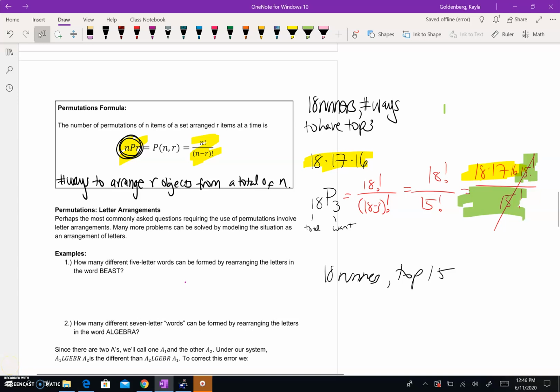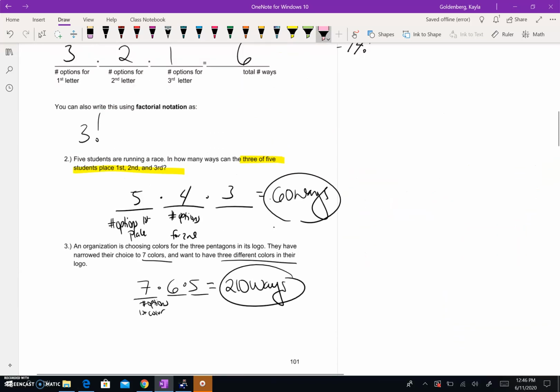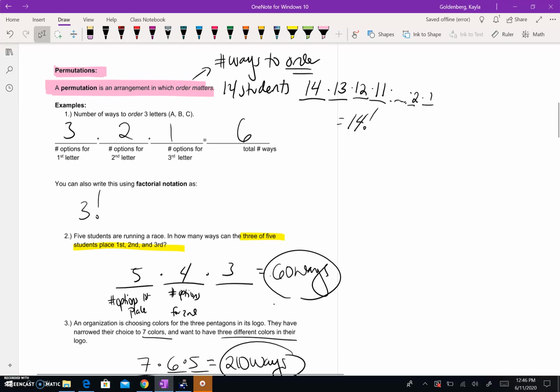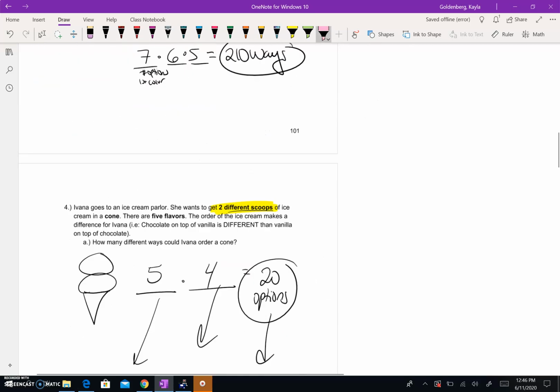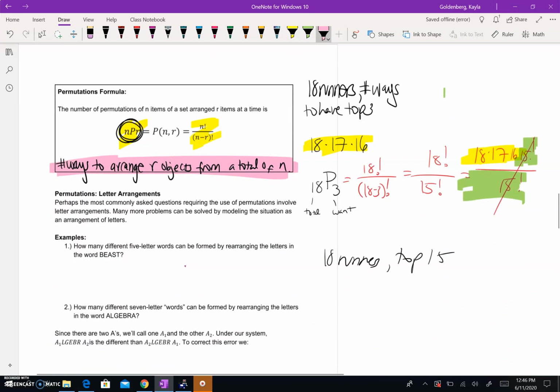Now that we have learned the formal definition of what a permutation is, remember the big idea: a permutation is how many ways to arrange a certain amount of objects chosen from a total amount of objects. And remember, for a permutation, if we go back to the previous couple pages, a permutation is an arrangement in which order matters. Those are the key things to keep in the back of your mind.